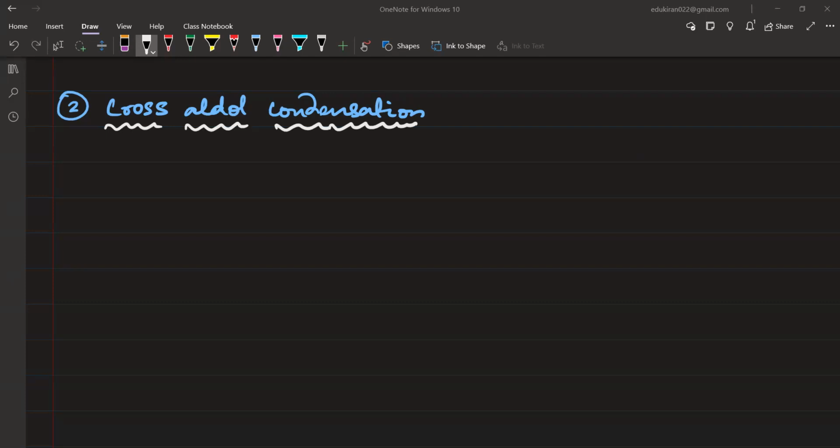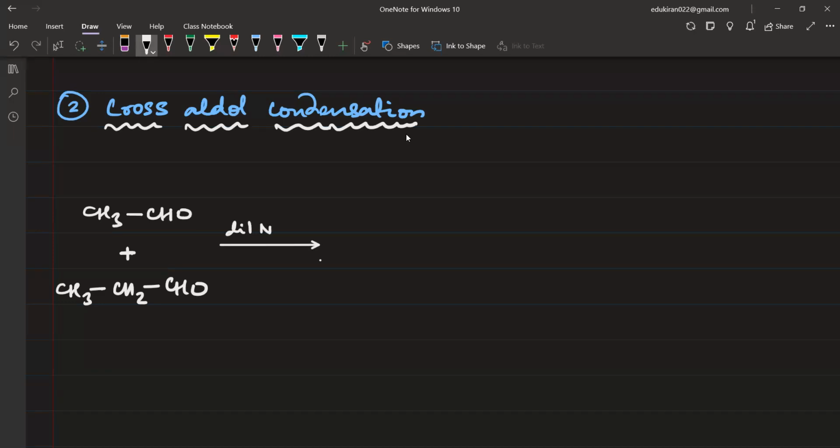So first, an easy example. Please write CH3CHO plus CH3CH2CHO. So we have taken ethanal and propanal. Clear guys? Yes or no? Please tell me. Yes, sir. Now, first step is dilute NaOH. Dilute NaOH.